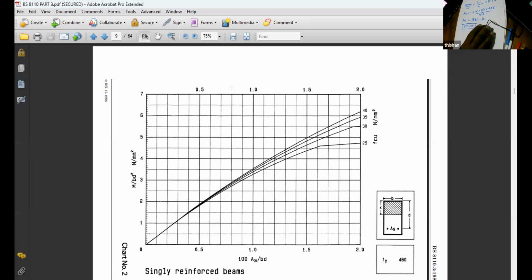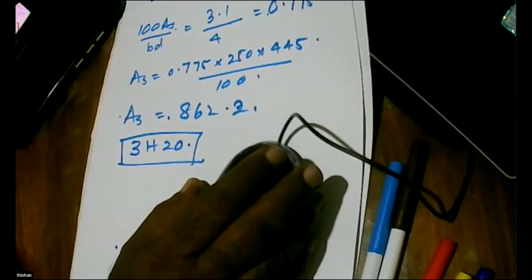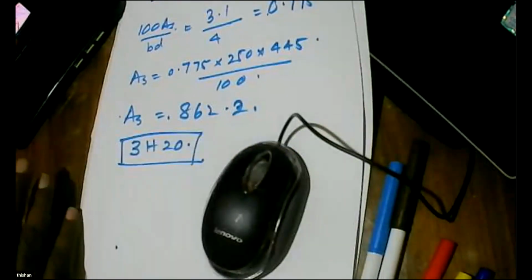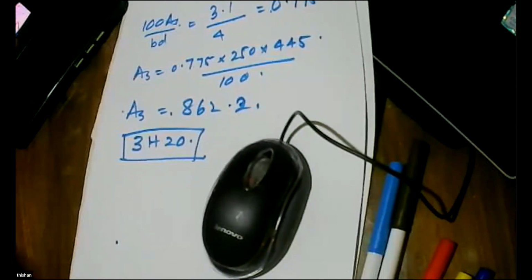Okay, sir. There's one question. If the reinforcement areas, AS and AC, are known, how do you calculate the moment capacity of the section? That is going back. Actually, you can calculate it if it is singly reinforced: calculate 100 AS over BD, multiplied by 4, and that gives M over BD squared. Then you can calculate it.